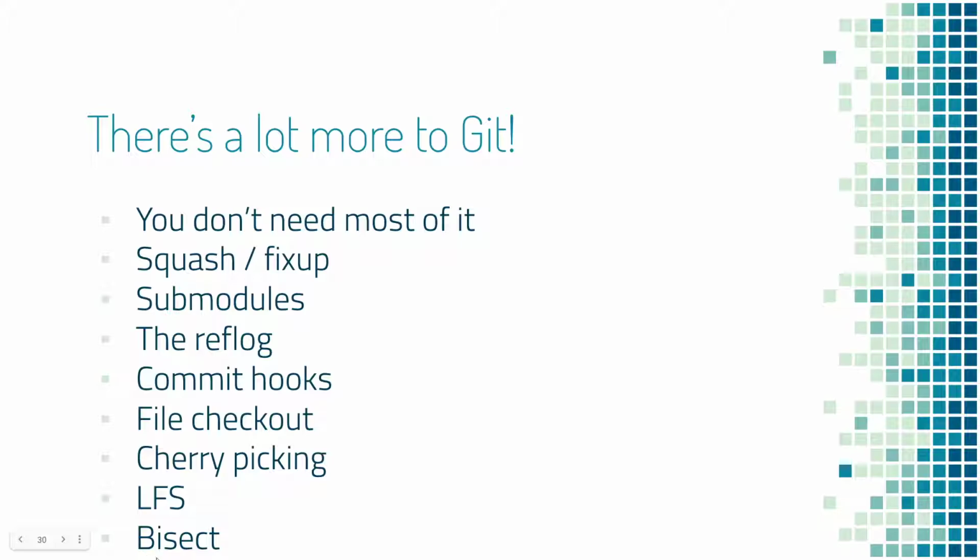Bisect I found useful in a few cases. It lets you essentially jump around the repository in a very structured way to figure out specifically what commit resulted in, say, a bug or something not working. These are all really cool features, but they're definitely advanced, and you don't need to know them except for maybe LFS, large file storage, if you're working with game development.